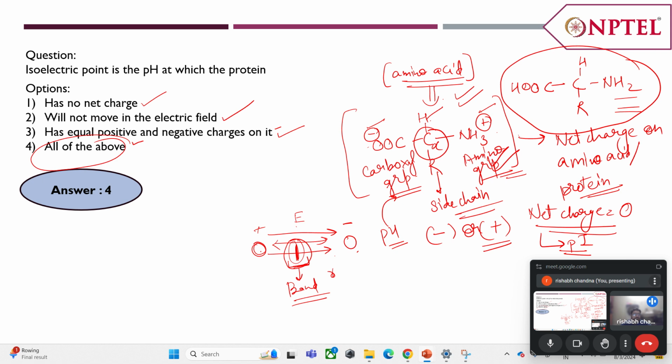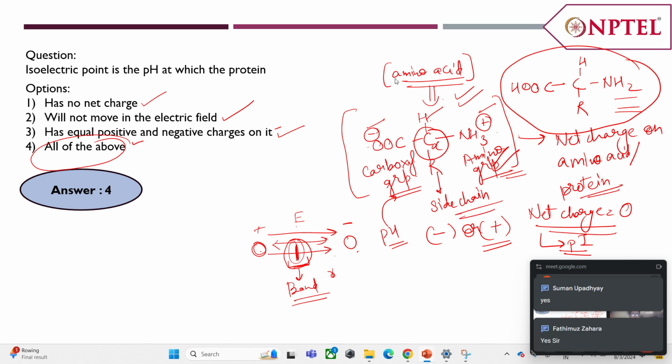Okay, has everybody understood the concept of the isoelectric point or the isoelectric pH of a protein? Just 1 minute.